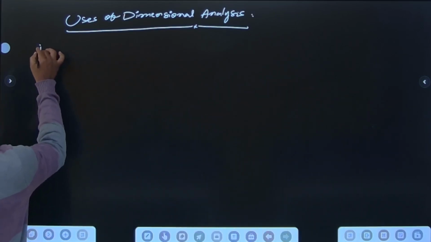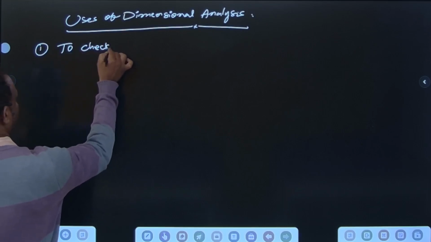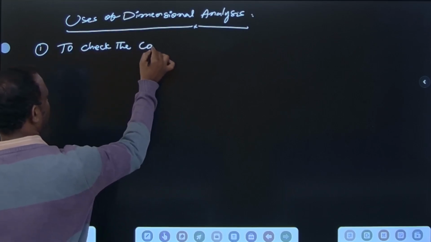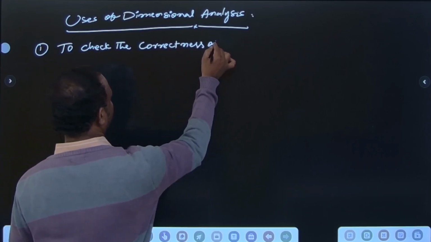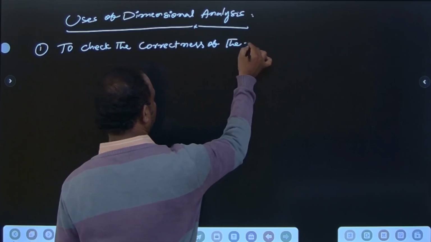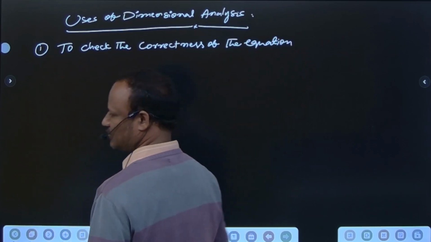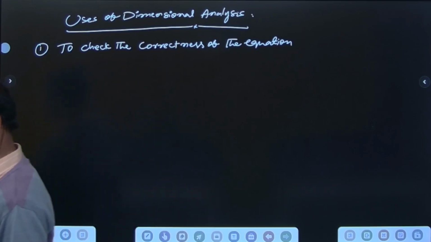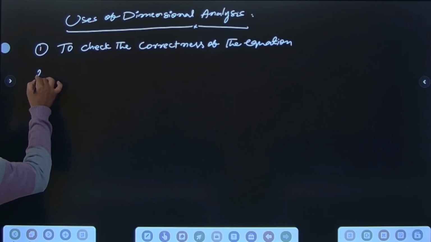For the first one, I am talking about checking the correctness of the equation. Any equation is given, so its correctness can be found. Correctness means the dimension formula you get on the left hand side, the right hand side will also be the same.